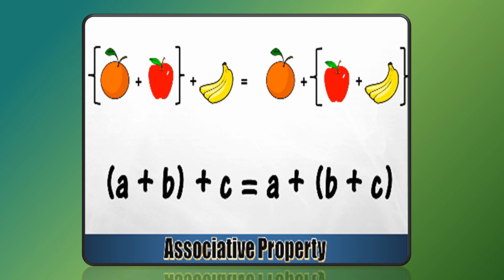Next is the associative property. As you can see dito sa ating picture, orange plus apple plus banana is equal to orange plus the sum of apple plus banana. So ano lang yung pagkakaiba sa left side ng equal sign at sa right side ng equal sign? Ito ay ang posisyon ng dalawang bracket. So kung dito sa left side ng equal sign, ang nasa loob ng bracket ay orange plus apple. Dito naman sa right side ng equal sign, ang nasa loob ng bracket ay ang apple plus banana.